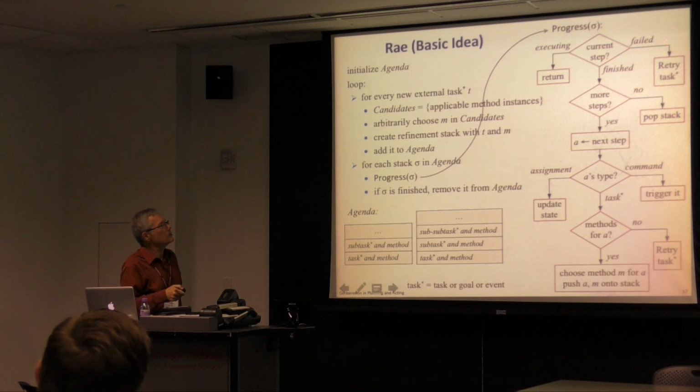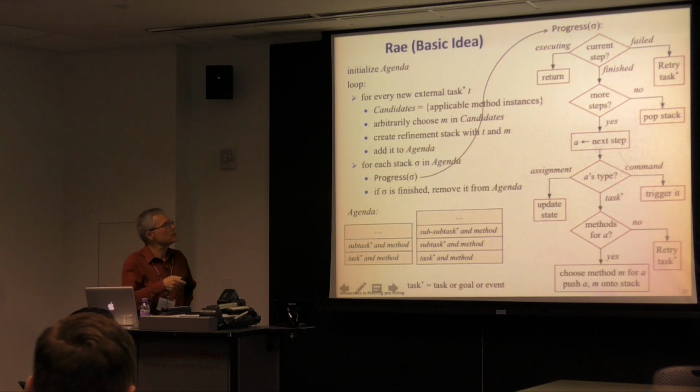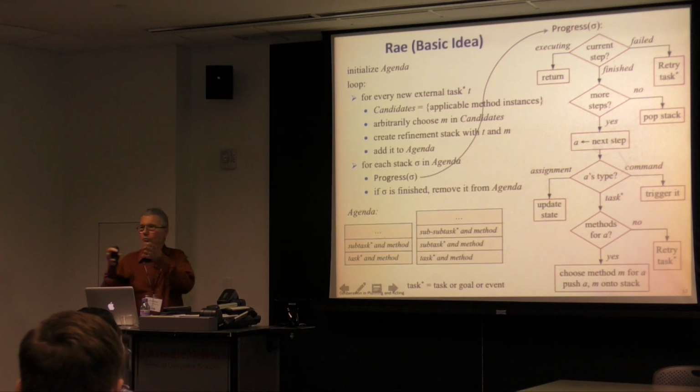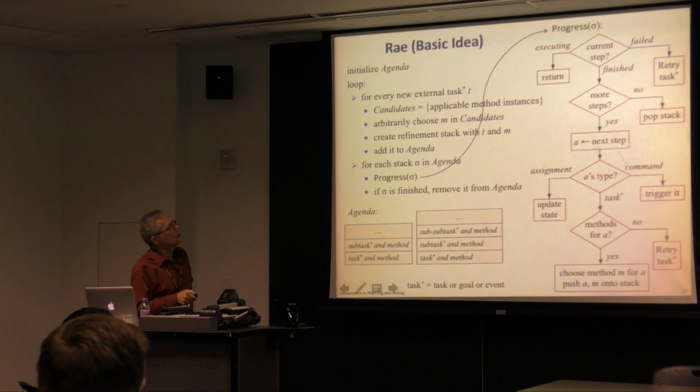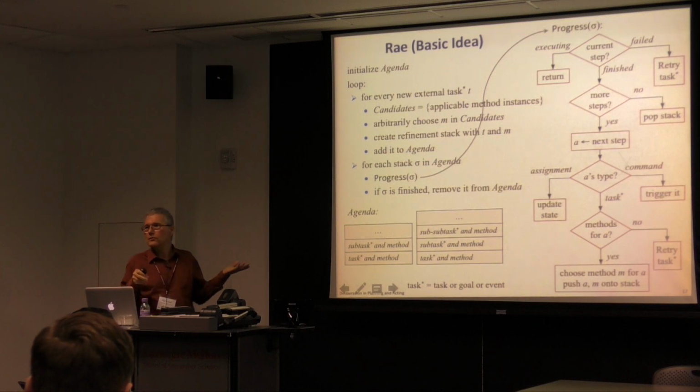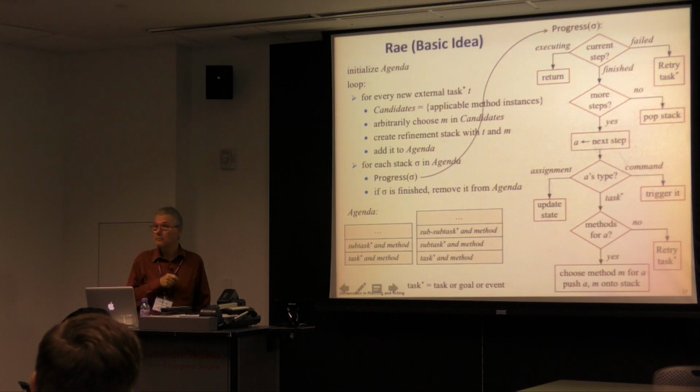It might have failed execution, in which case you have to retry it. And there is a sort of a variation of this for retrying things that have failed. Also, anytime I say task here, it could be a task, it could be a goal, it could be an event. I just didn't want to have to keep rewriting that.